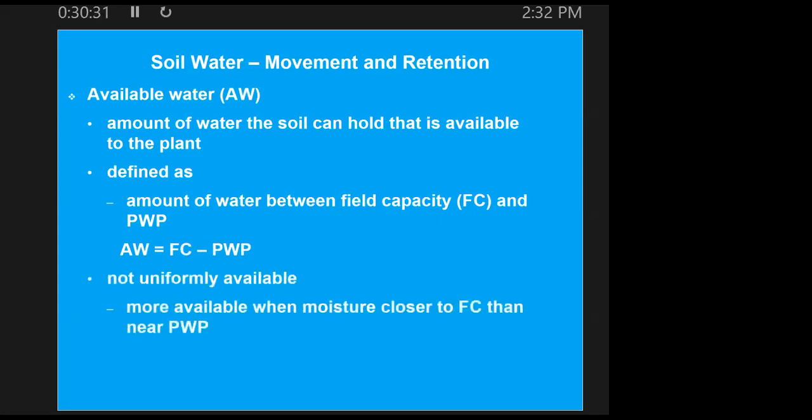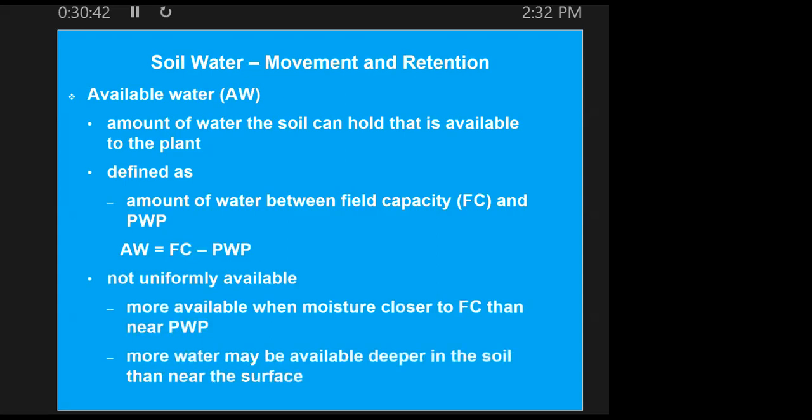And water is actually more available if you have moisture that's closer to the field capacity number than the permanent wilting point number, which makes sense. And then the other thing to consider in a field, especially, is gravity, pulling the water deeper and deeper into the soil. So if water is draining away from the top, there's still water in that soil further down.